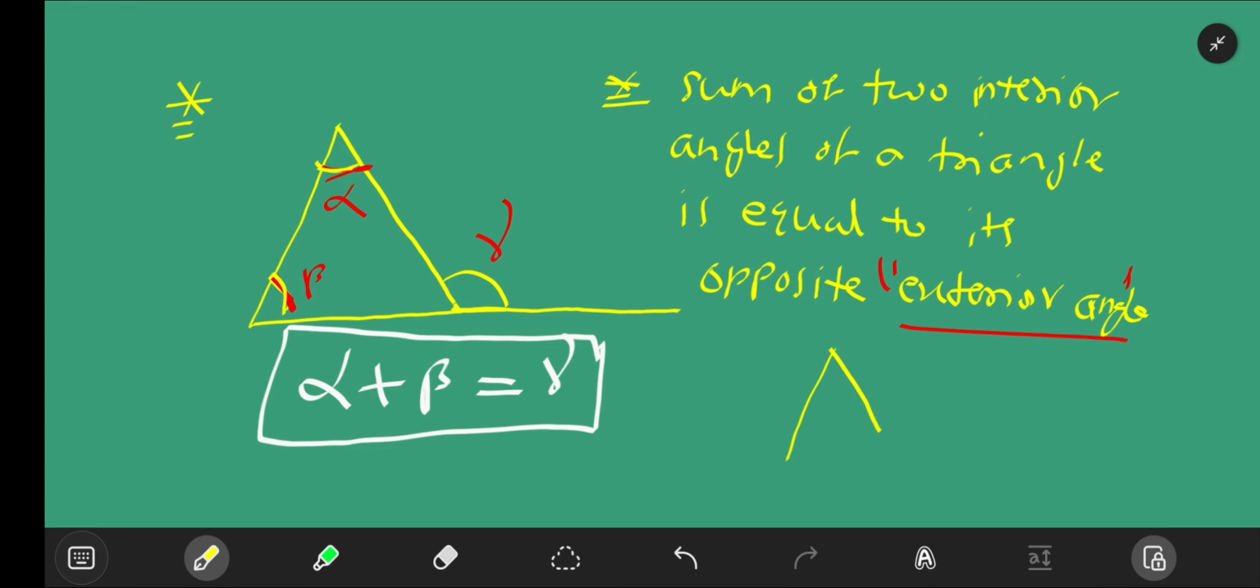Suppose this is a triangle and this is the exterior angle. What are its opposite interior angles? These are the opposite interior angles. These two angles are equal to this exterior angle. Suppose this is the triangle and this is the exterior angle. Then these are the two interior angles and the opposite angle is this. So these two angles are equal to this third exterior angle. You need to understand this and write down the statement. Okay, next.